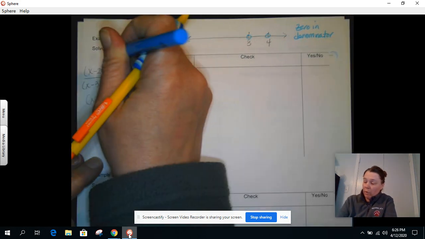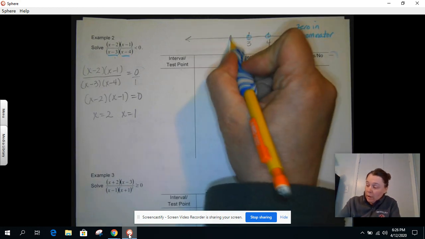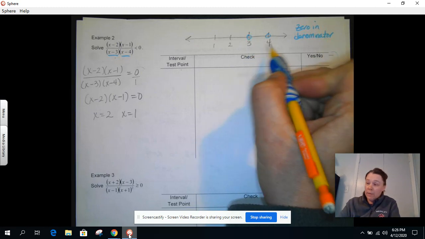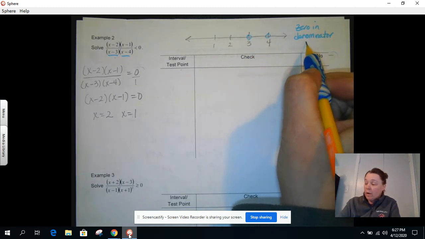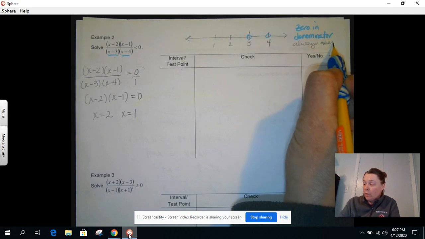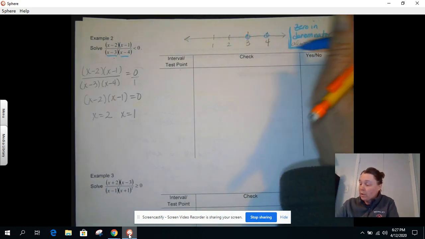Okay, so those come from what would make my denominator 0. So I have to exclude those from my solution. All right, and then I solved the equation, and I'm going to put those values on the number line. First of all, whatever makes the bottom 0, this is always going to be an open circle. Whatever makes the denominator 0, always going to be an open circle.